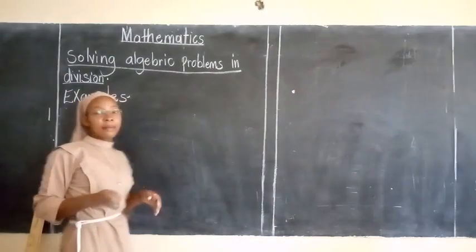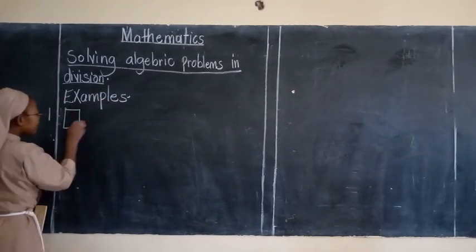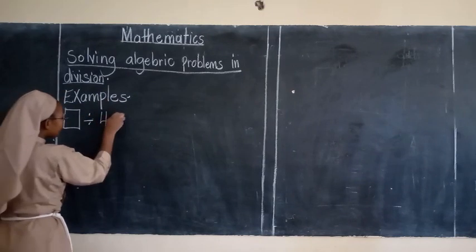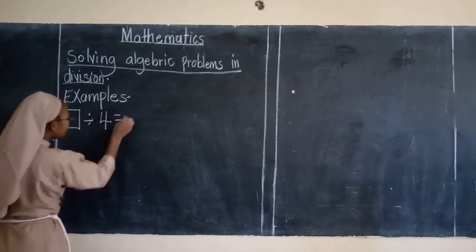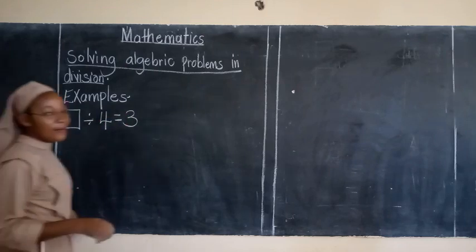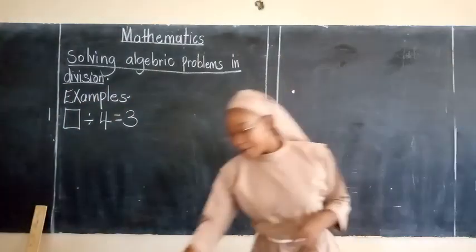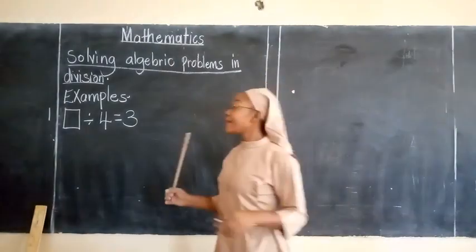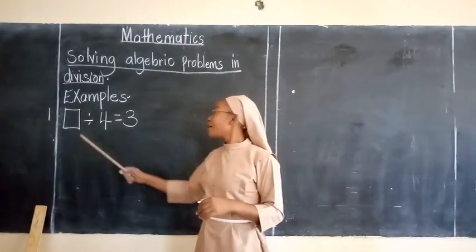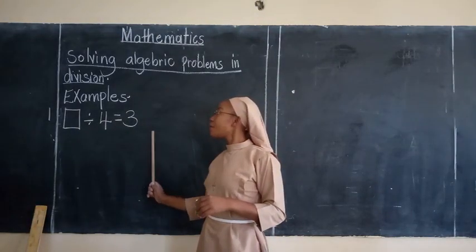In our example, let's have this box divided by 4 equals 3. This is our first example. Let us all read. Eyes on the chalkboard. Box divided by 4 equals 3.